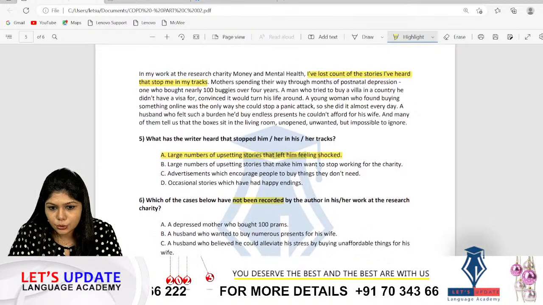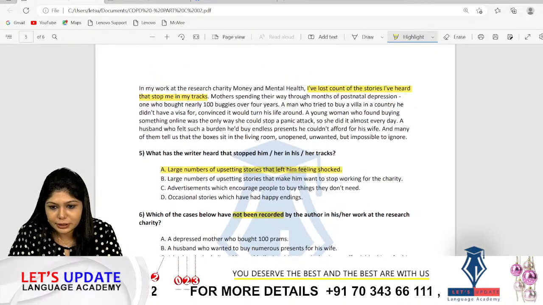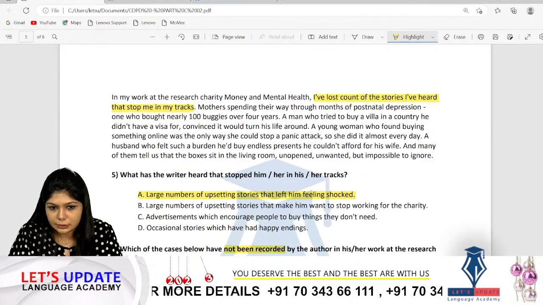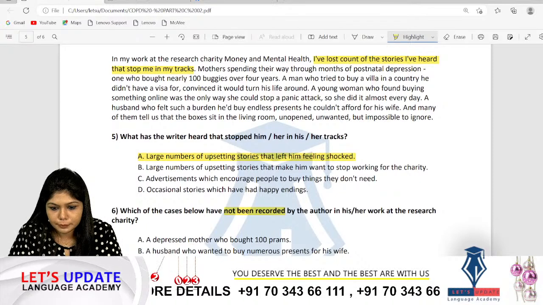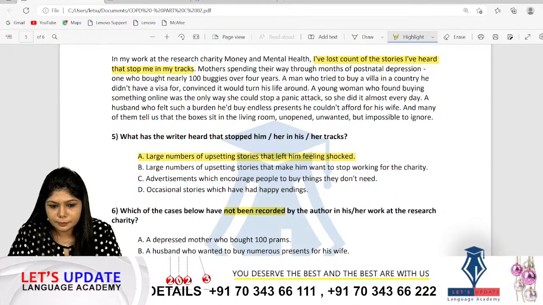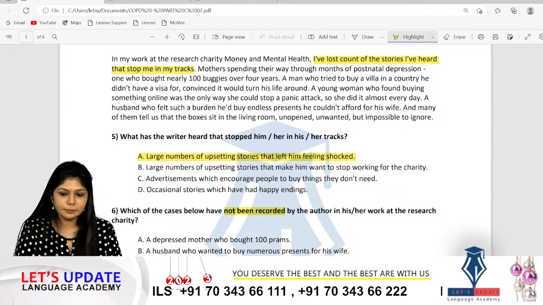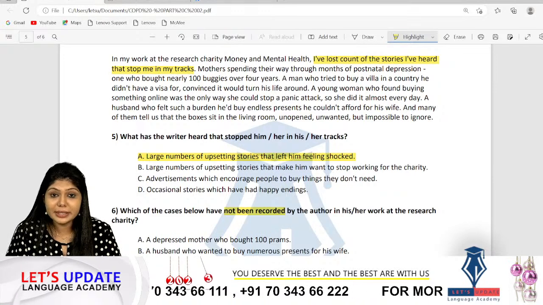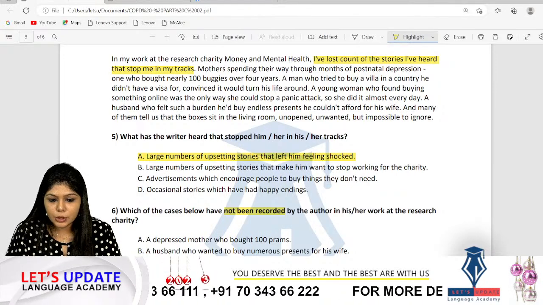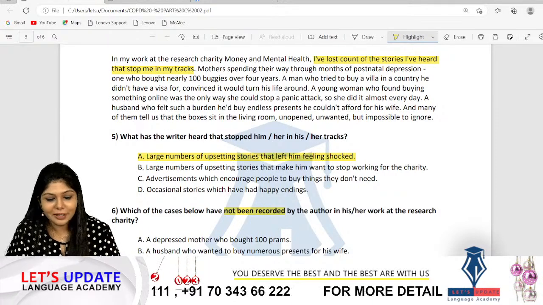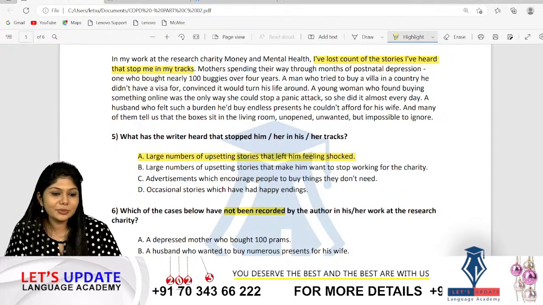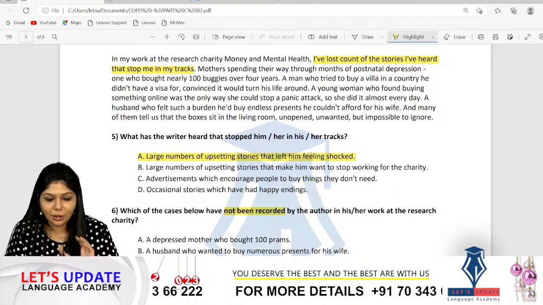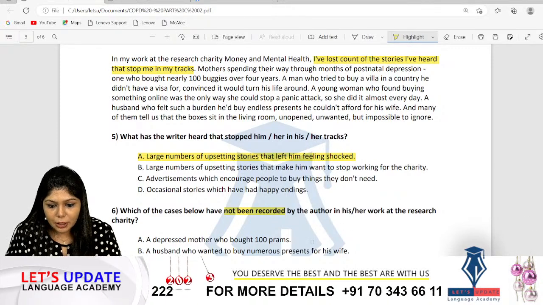I'll just show you the paragraph. This is the paragraph. The sixth question is what we are discussing now. Since you have already read the paragraph, it's easier for you to find the correct answer. You know what is there and what is not there. So let's look at the options.